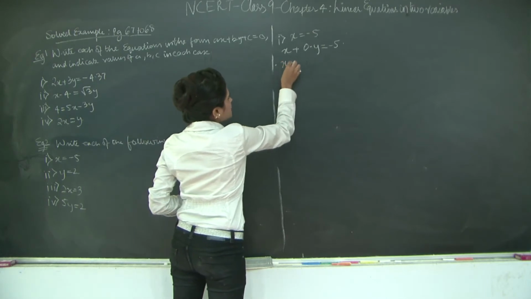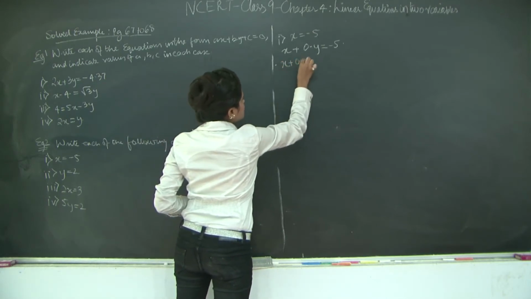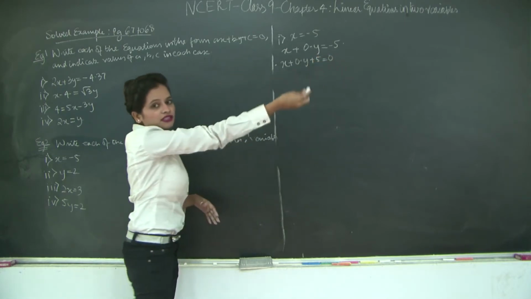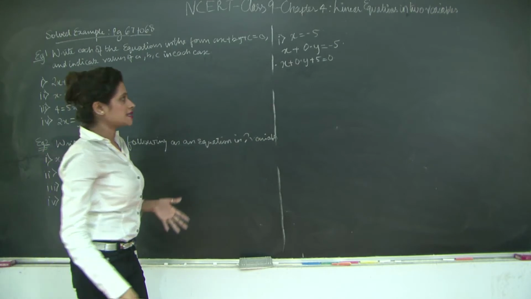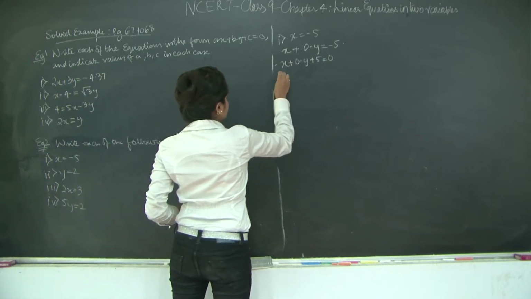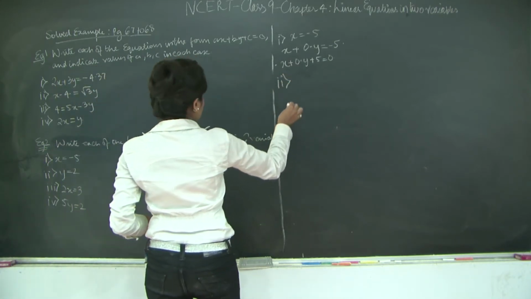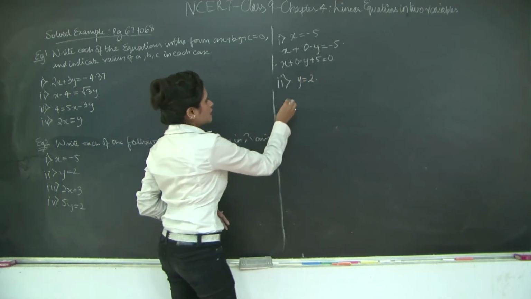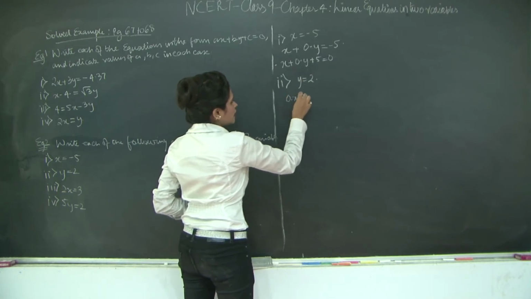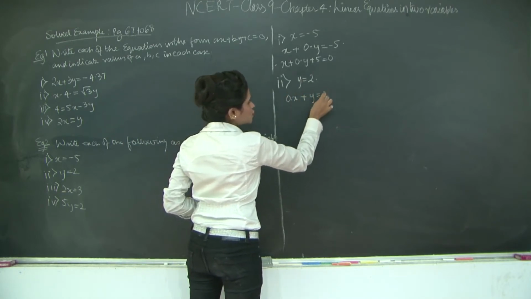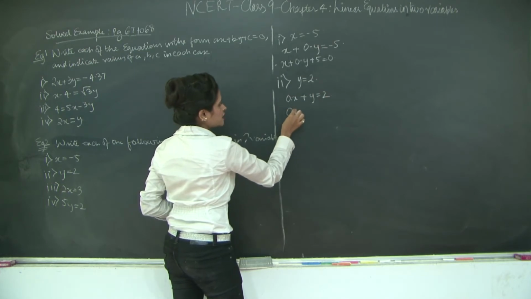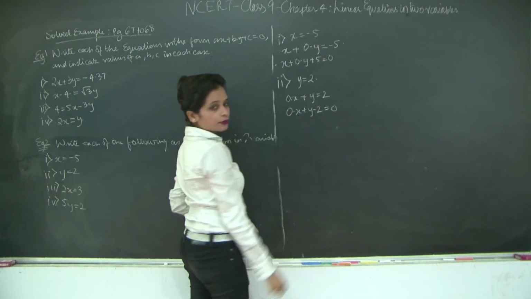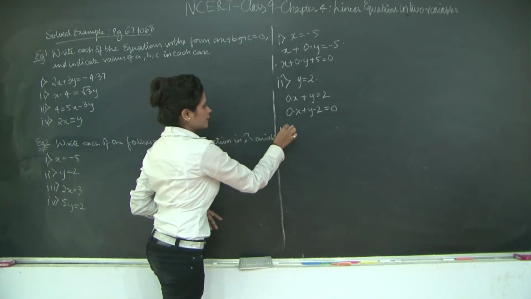So you can also rewrite this equation in the form of ax plus by plus c. So this is going to be plus 5 is equal to 0. Why plus 5? Because minus 5 shifted to the left hand side. The second one, we have y is equal to 2. Similarly, now we have y. So I'm just going to say 0x plus y is equal to 2. You can further rewrite it as 0x plus y minus 2 is equal to 0. Simple.